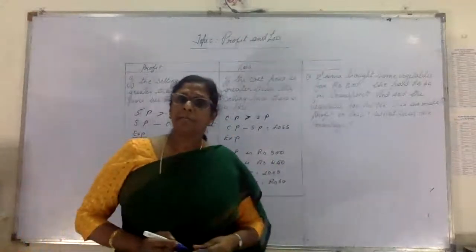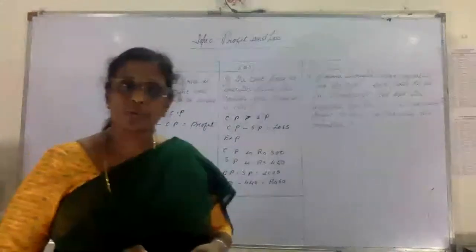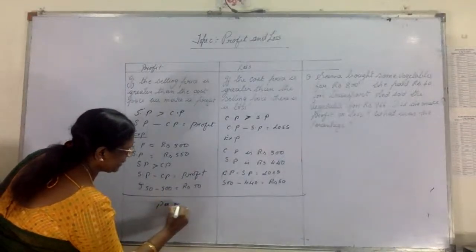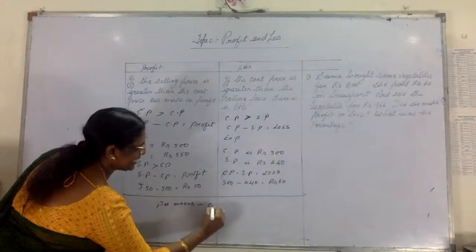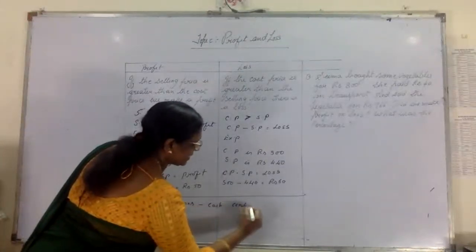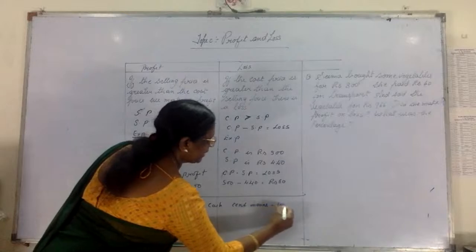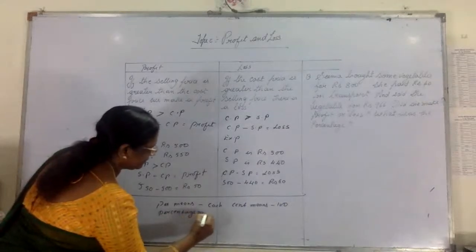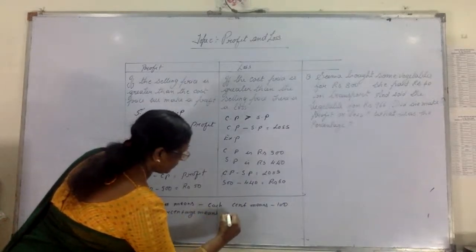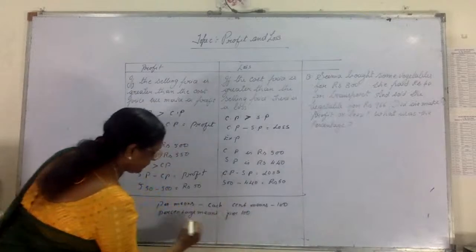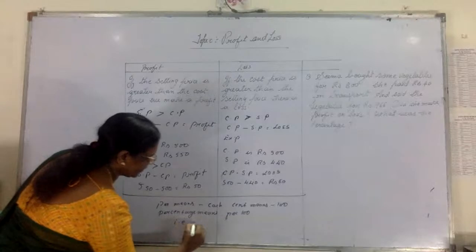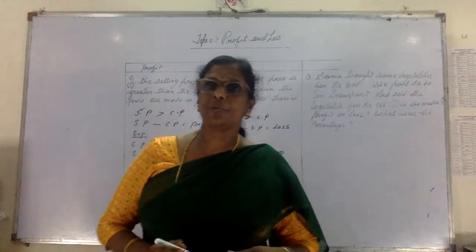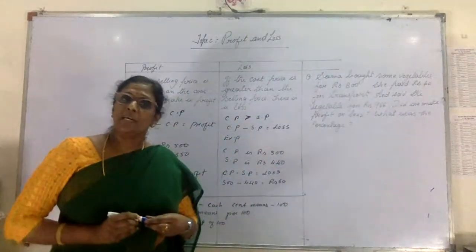First of all, what is meant by percentage? Percentage is a word originated from the Latin term percent. Per means each. Cent means 100. Percentage means per 100. That is, out of 100.